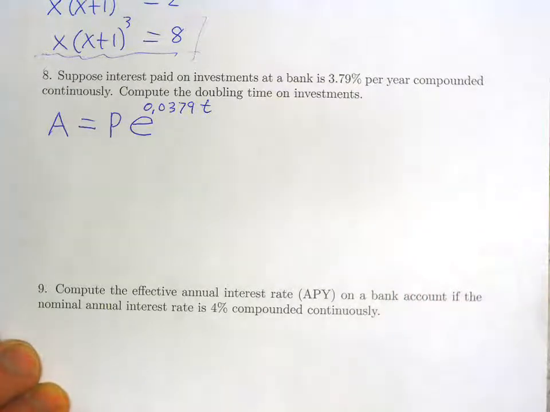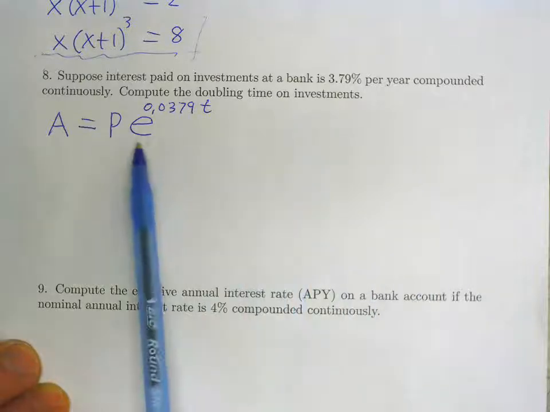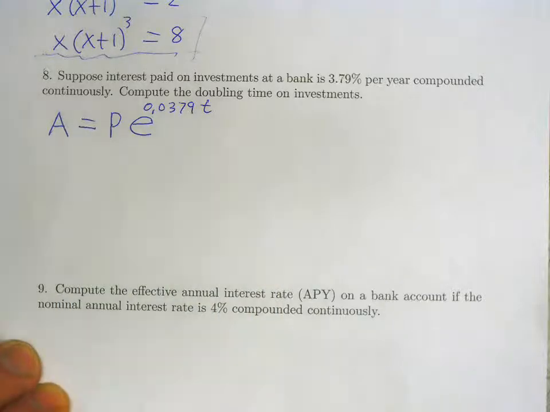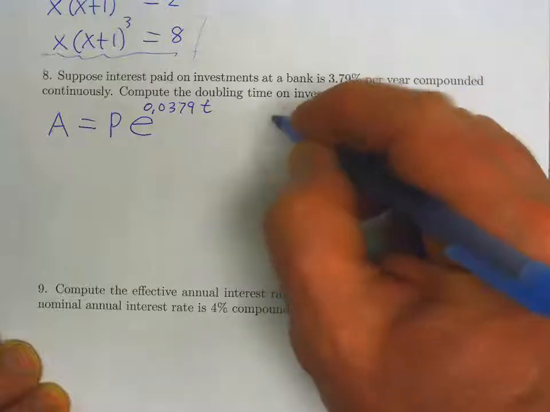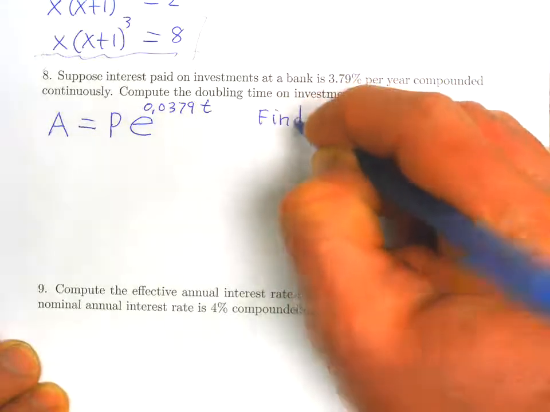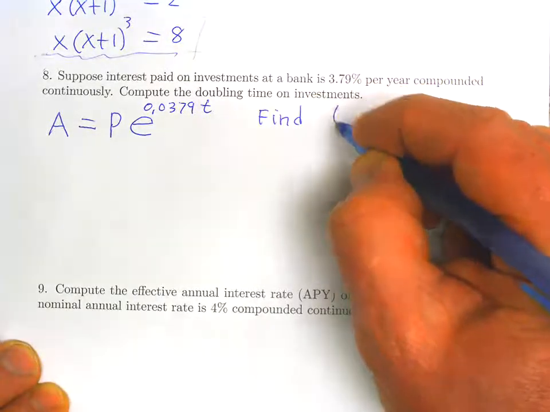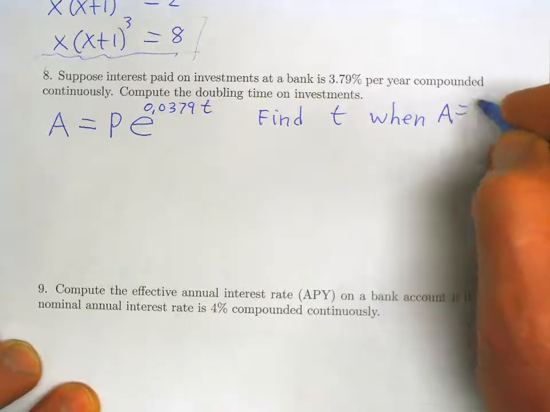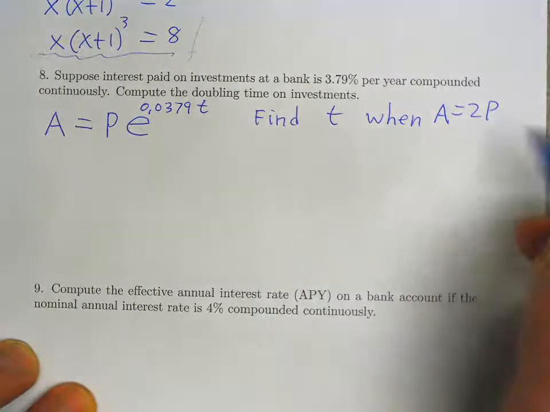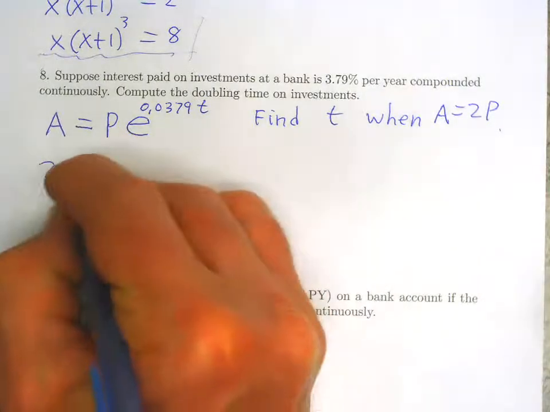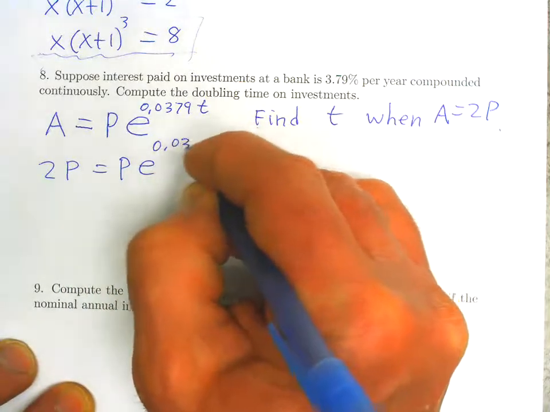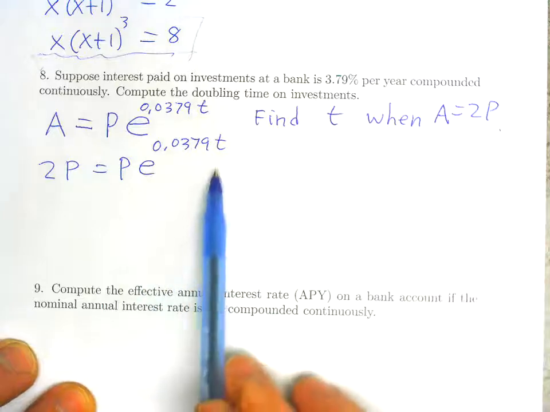You can use the formula that you might have memorized for doubling time if you have continuous exponential growth like this. Or you can say, well, I'll do it the long way. Find t when A is equal to 2 times the initial amount. So replace A with 2P, set it equal to P times e to the 0.0379 t, and then solve for t.